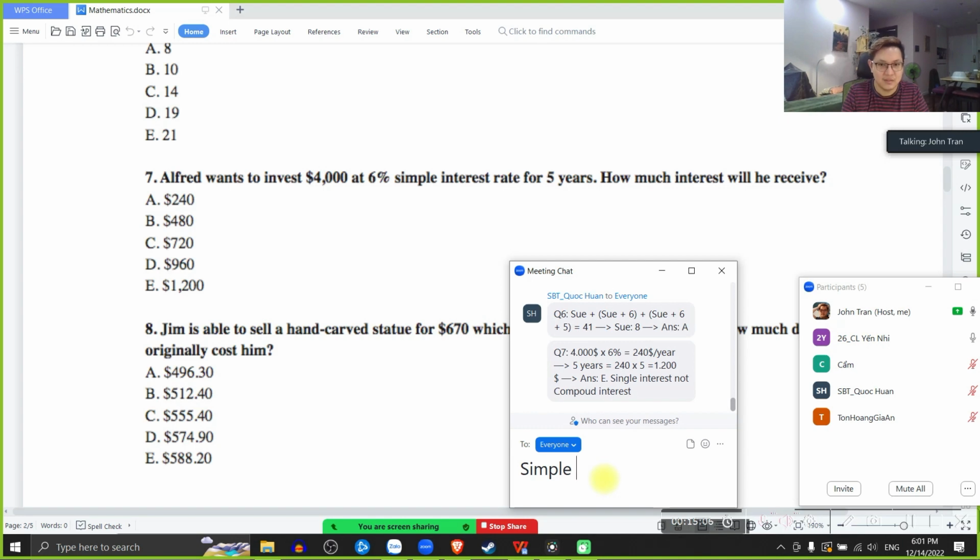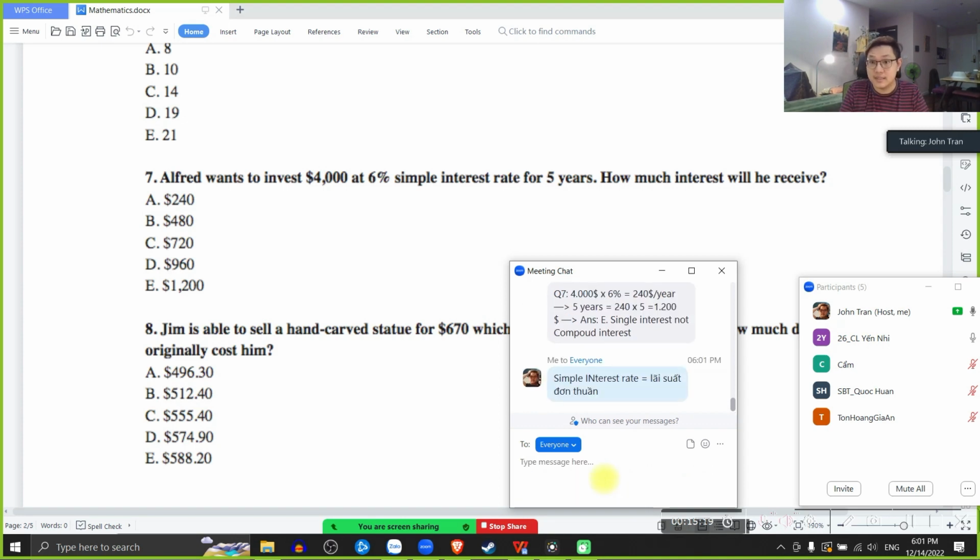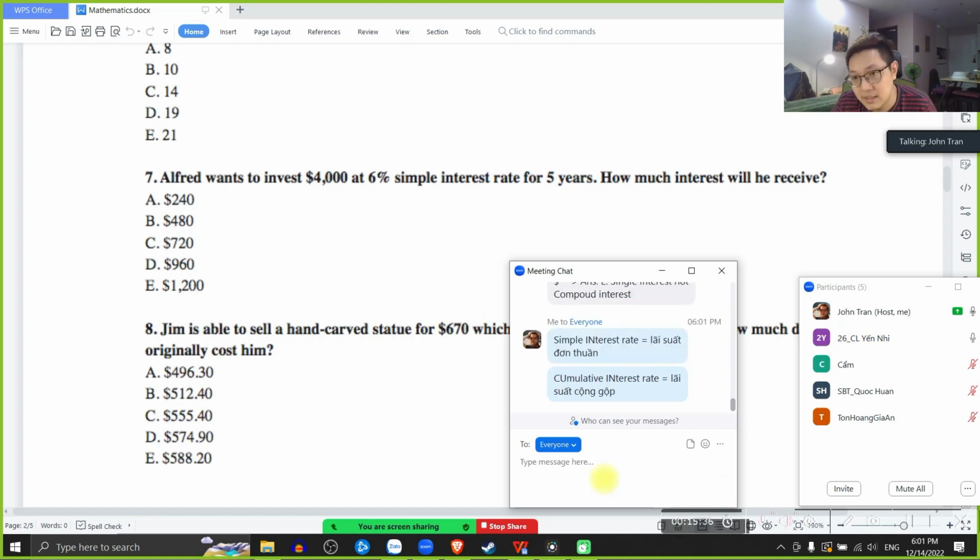Simple interest rate. Okay, so you have a term simple interest rate. Nó gọi là cái lãi suất đơn thuần. So it means that the interest rate is not cumulative. Cumulative interest rate. Nó sẽ là lãi suất cộng dồn, lãi suất mà cộng gộp ấy. Thì nó sẽ khác với lại cái simple.